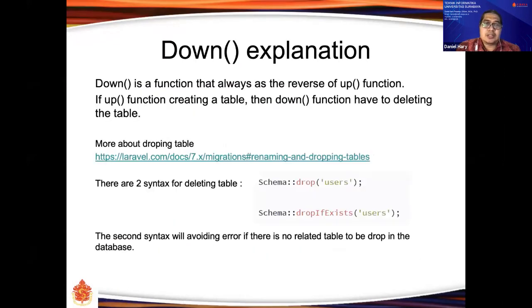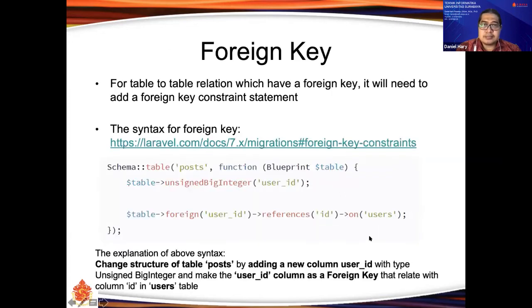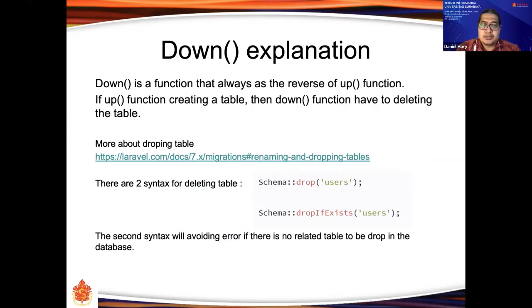Next, the down explanation. Down is a function that is always the reverse of up. If the up function creates a table, the down function has to delete, or remove, the table. For deleting, we have two functions: drop and drop if exists. The second syntax avoids an error when there is no related table. So usually we use drop if exists.